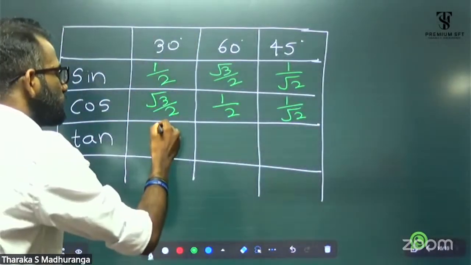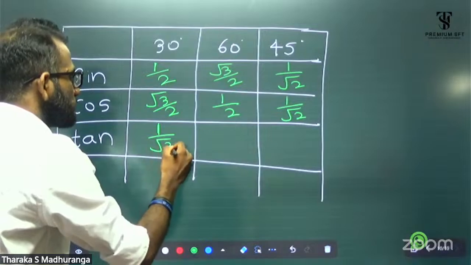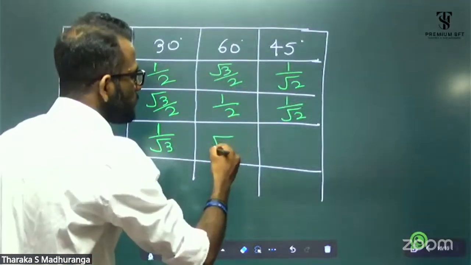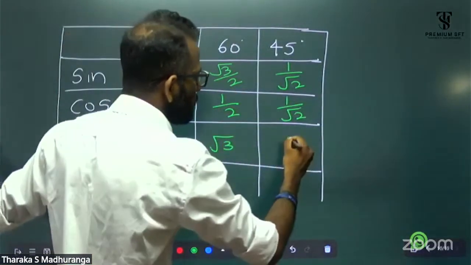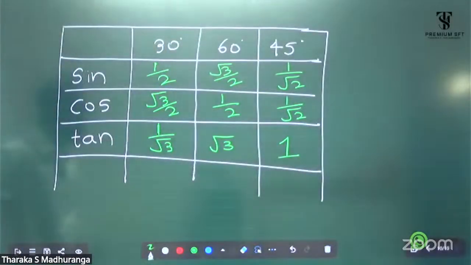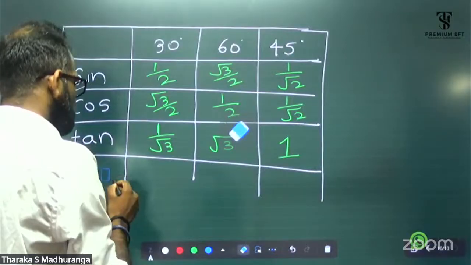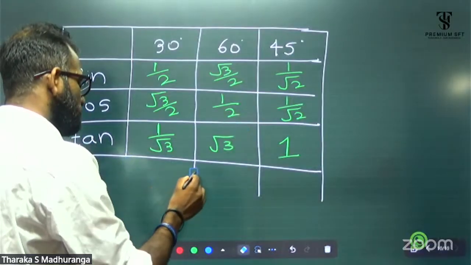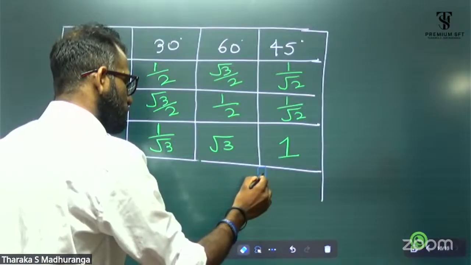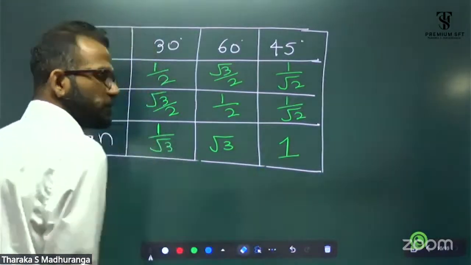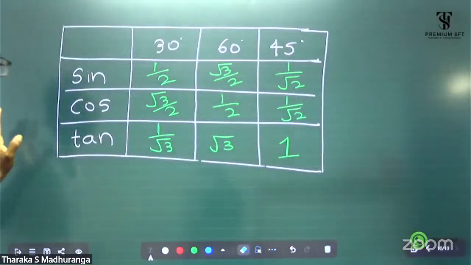Tan 30 is 1 over root 3. Tan 60 is root 3. Tan 45 is 1. Draw this table in your book if you don't know. Okay, this is the table. Okay, it is very simple.